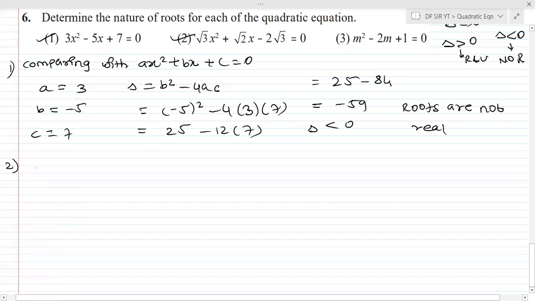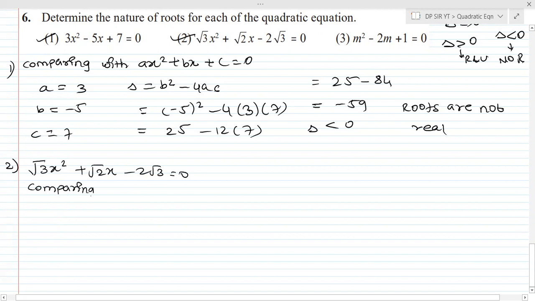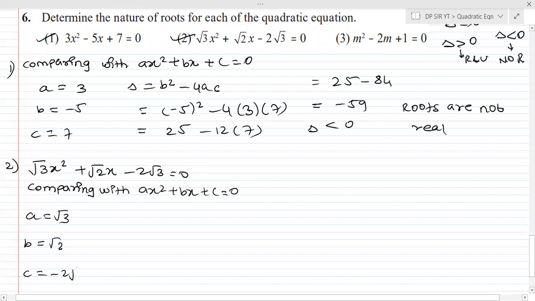Now second question is root 3x square plus root 2x minus 2 root 3 is equal to 0. Compare it with general form. So comparing with ax square plus bx plus c is equal to 0: a is equal to root 3, b is equal to root 2, c is equal to minus 2 root 3.